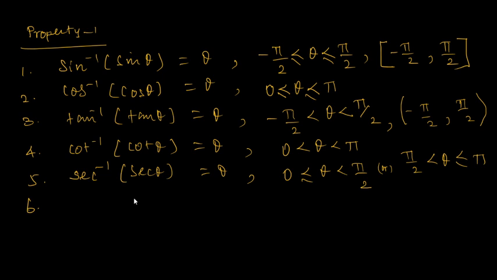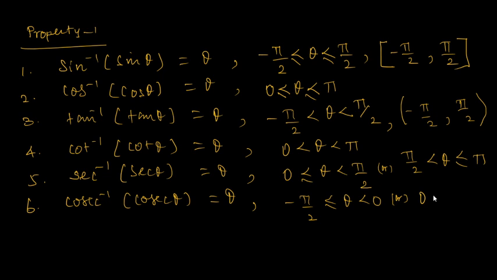Then sixth one, cosecant inverse of cosecant theta, that is equal to theta, provided minus pi by 2 is less than or equal to theta, and that is less than 0, or 0 is less than theta, that is less than or equal to pi by 2.